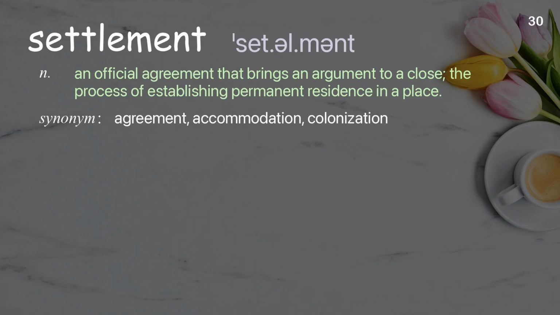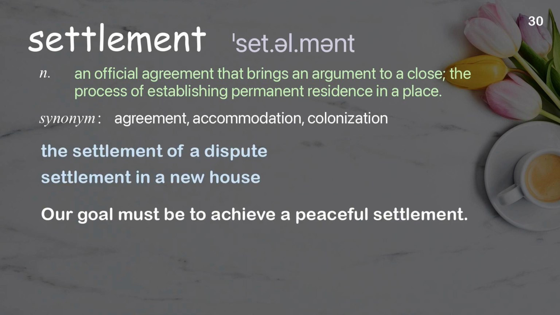Settlement. An official agreement that brings an argument to a close, the process of establishing permanent residence in a place. Examples: The settlement of a dispute. Settlement in a new house. Our goal must be to achieve a peaceful settlement.